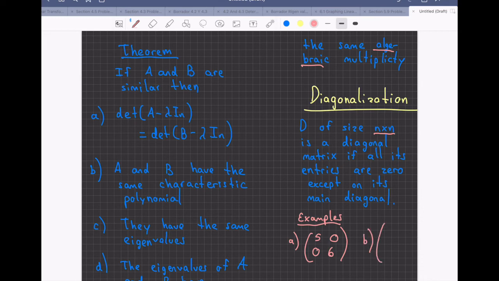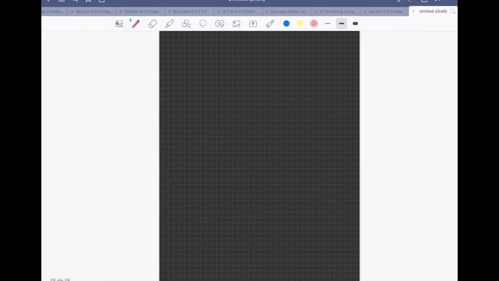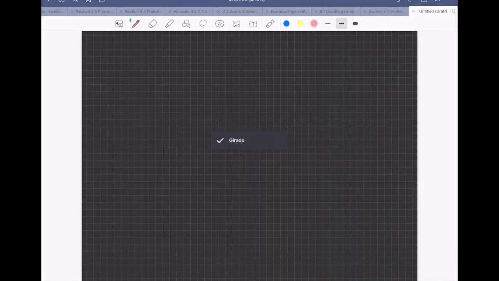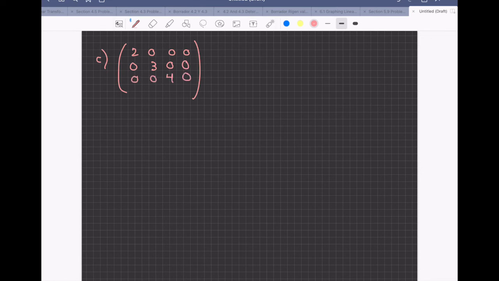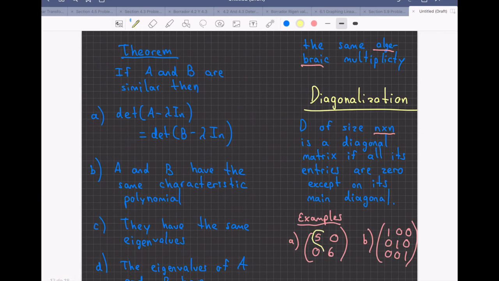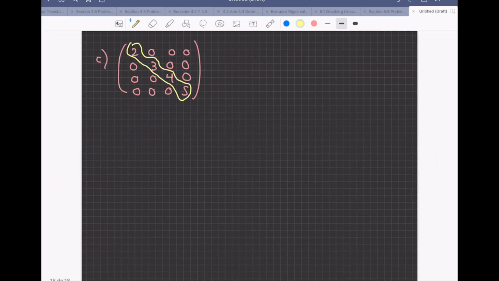For example, this one, 1, 0, 0, 0, 1, 0, 0, 0, 1. The identity matrix is a diagonal matrix. This one as well, 2, 0, 0. So notice the characteristic of a diagonal matrix is that in the main diagonal the numbers are not 0, but in the rest only zeros. So this is a diagonal matrix. Only zeros except in the main diagonal.